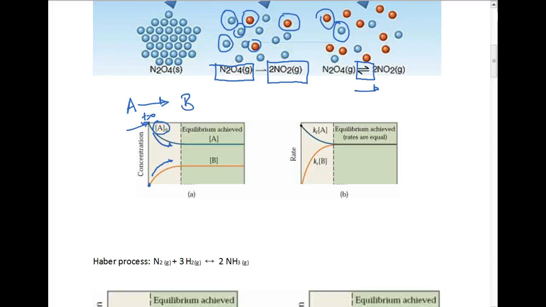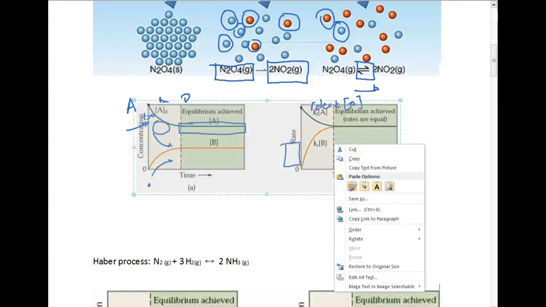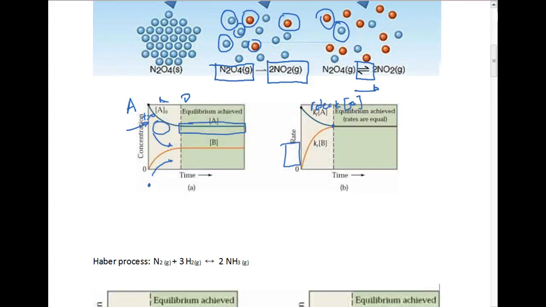A is not decreasing anymore, B is not increasing anymore, and this point is where we get our equilibrium achieved. Equilibrium is achieved. Okay, and if we're going to take a look at the rate, and of course remember rate is going to be equal to k multiplied by the concentration. Where these two lines meet, when the rates of the forward and reverse reactions are equal, that is where we get our equilibrium.